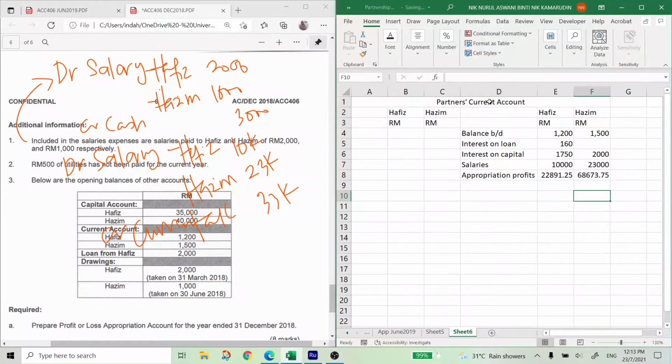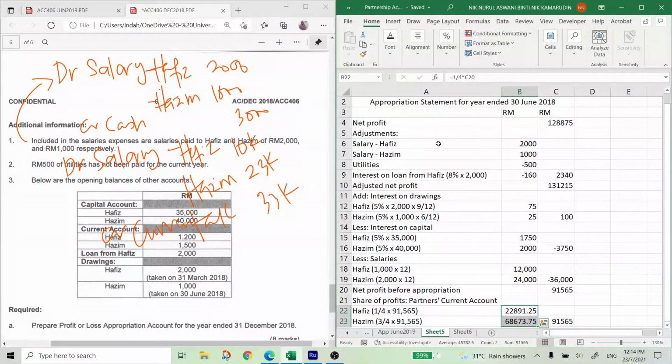Current account is an equity account. So this is why anything that will increase the equity of Hafiz and Hazim, that will increase the current account of Hafiz and Hazim, will be credited. Next, whatever we add here is to be deducted from their account. So interest on drawing.